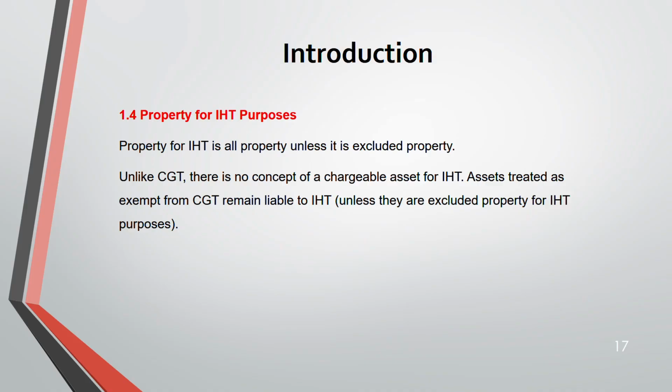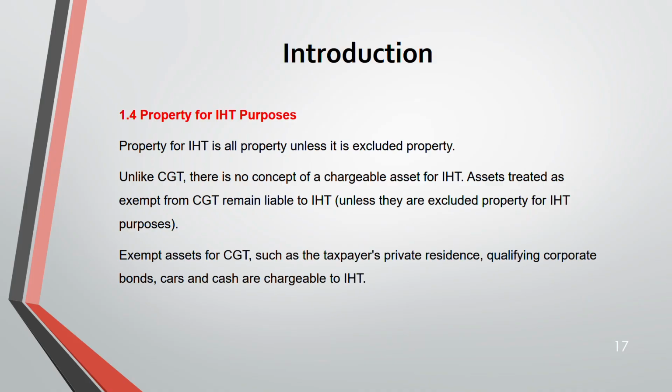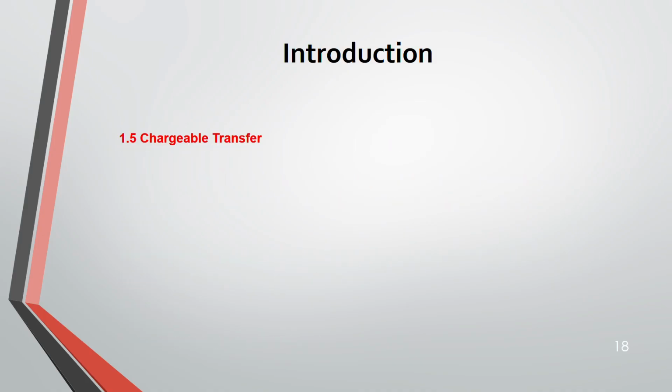Even if assets are exempt from CGT, you have to pay IHT on that, unless the property itself is an excluded property, but assets are all chargeable. So exempt assets for CGT like the taxpayer's private residence, qualifying corporate bonds, cars, cash, they are exempt from CGT, but on that you have to pay IHT. Excluded property will not be asked in your exam. That means everything is chargeable.